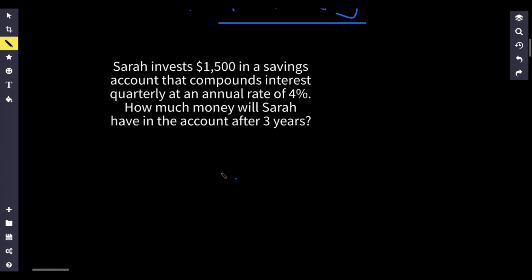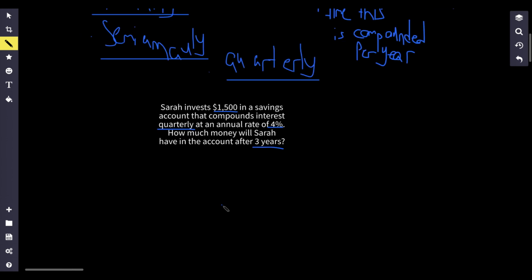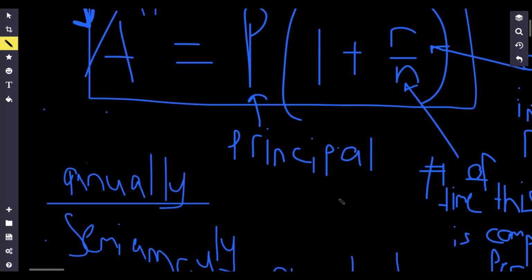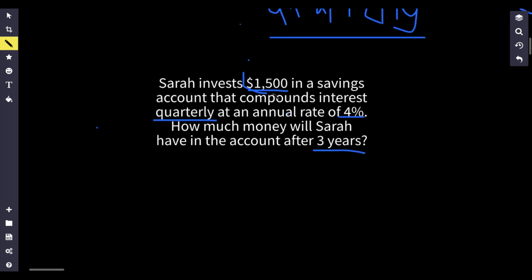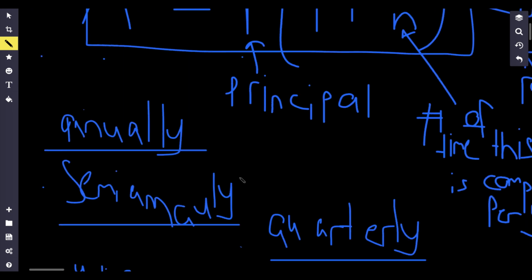So let's say that Sarah invests $1,500 in a savings account that compounds interest quarterly at an interest rate of 4%. How much money will Sarah have in the account after 3 years? Now, the way that you know you're dealing with a problem that involves this formula is if you're compounding your principal value a set number of times per year. In this case, we are compounding our value quarterly, which is 4 times per year. If we compounded this value 3 times, 2 times, 50 times, we have a set number of times that we compound this per year. That's how we know we're dealing with a problem that involves this formula.